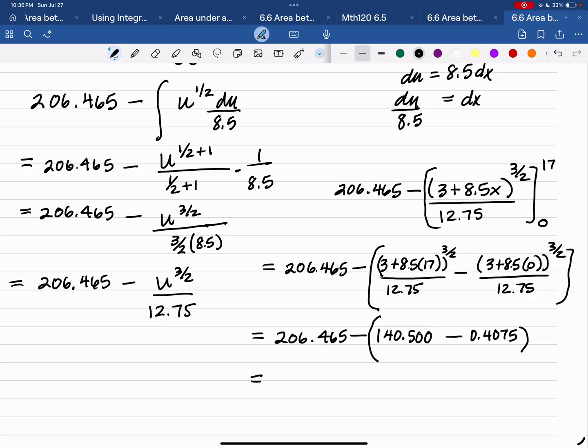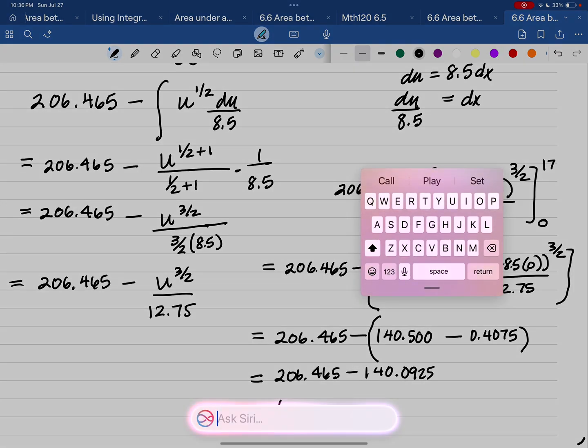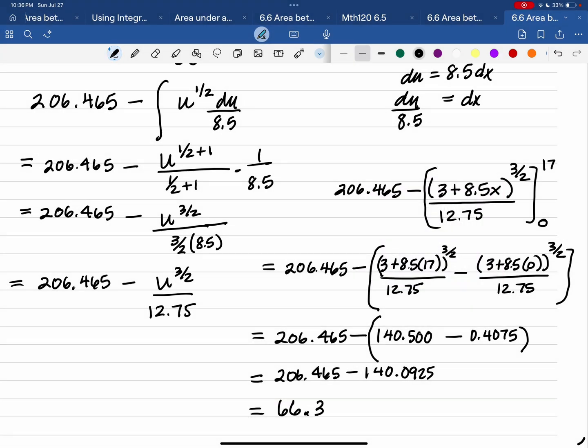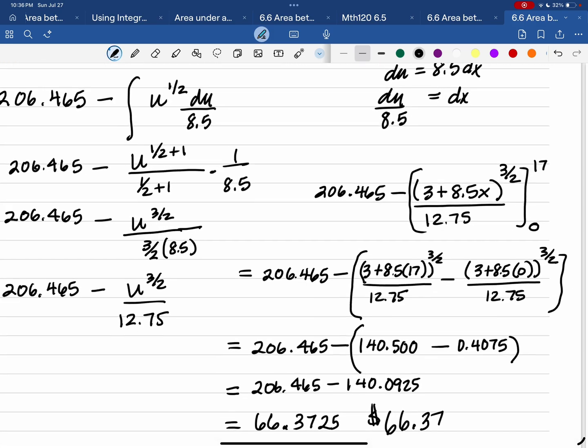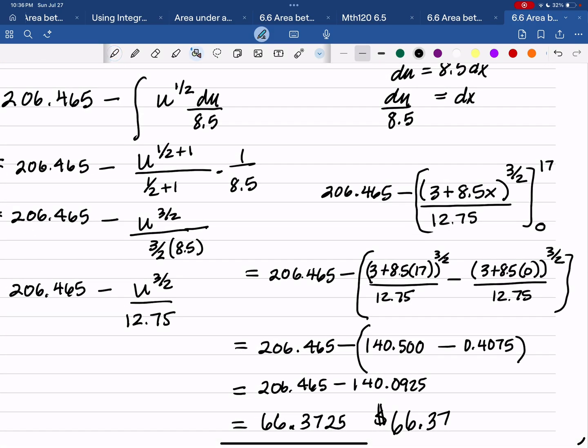So it ends up being 206.465 minus 140.0925, and that is 66.3725. And so when you round that to cents, it's 66.37. That is our producer's surplus.